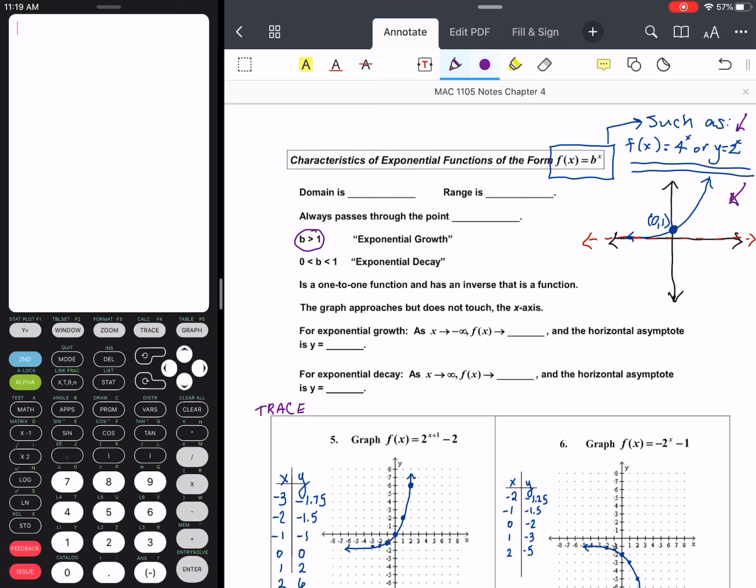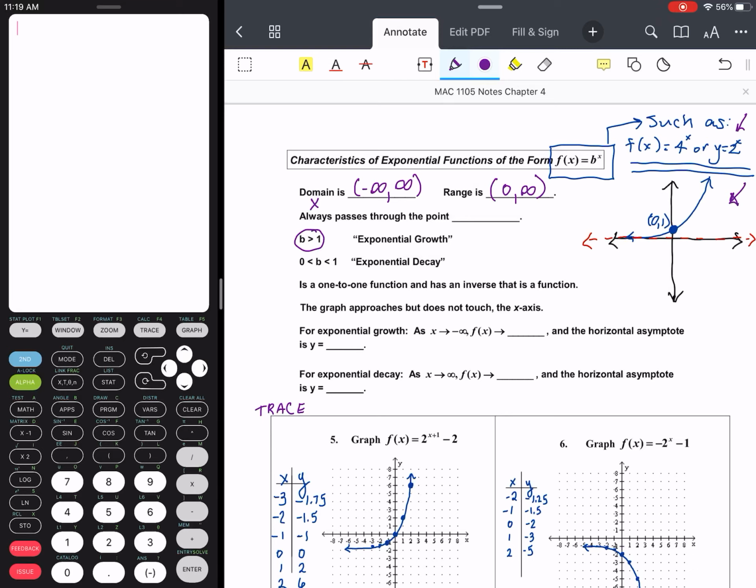Remember that our domain, which is our x values, is all real numbers from negative to positive infinity. And if we don't have any vertical shifts up or down from this basic function, the range goes from 0 to positive infinity. I'm using that rounded parenthesis at 0 because we have this asymptotic behavior where that red dashed line is. That's our horizontal asymptote, y equals 0.